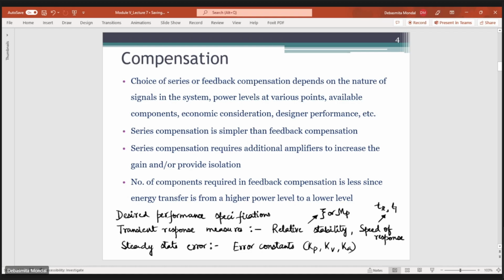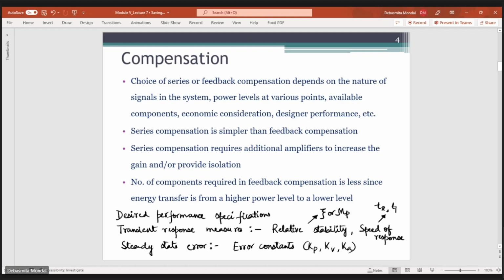Similarly, these were for the time domain. If we do the frequency domain analysis, the relative stability can be defined in terms of the peak resonance or the phase margin. And the speed of response can be defined in terms of the resonant frequency or the bandwidth of the system.